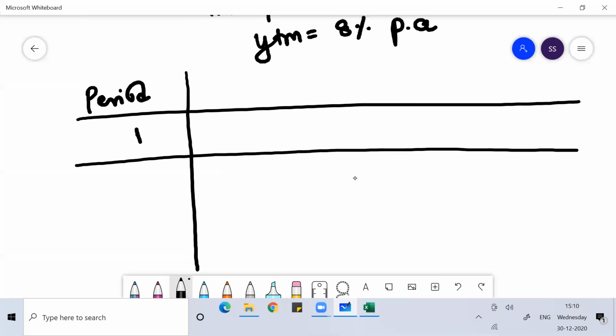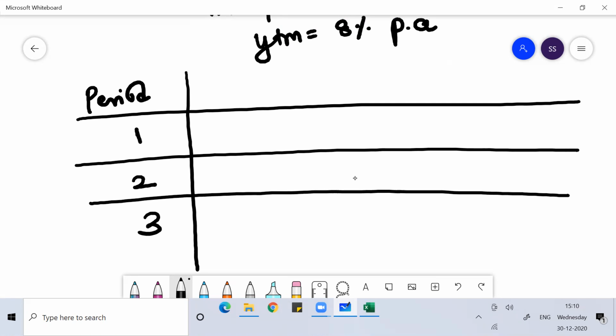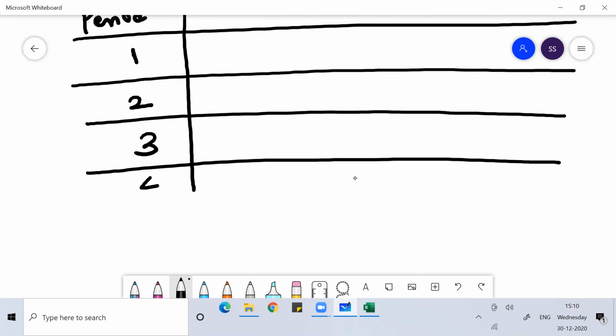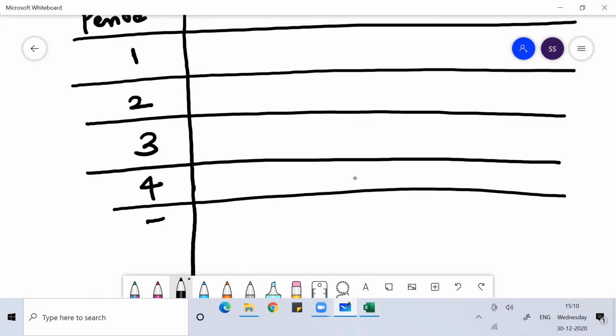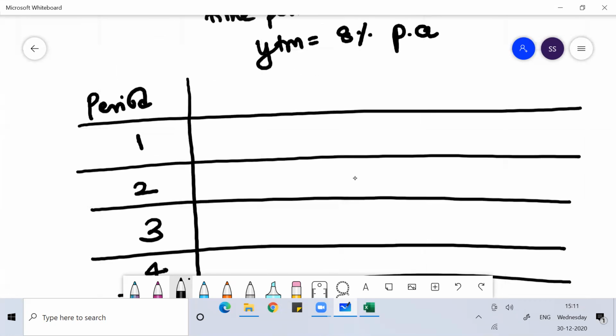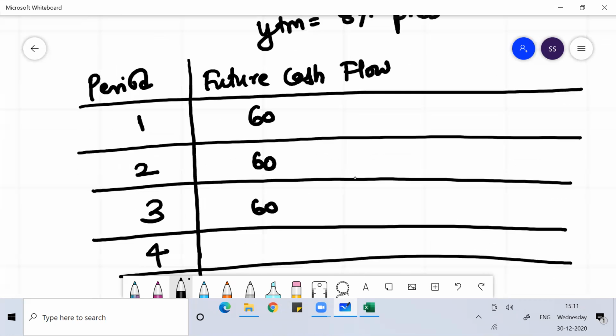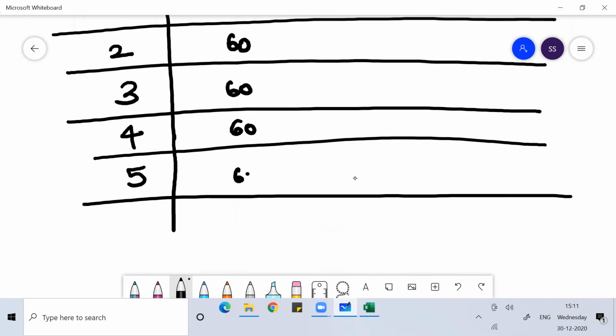Your years are 1, then 2, then 3, then 4, then 5. Then your future cash flow. What are your future cash flows? How much are they giving you as coupon? 60 rupees every year. And then in the fifth year, when the instrument matures, they'll give 60 plus 1050. That is your redemption value. So how much will you get? You will get 1110 rupees, okay everyone.